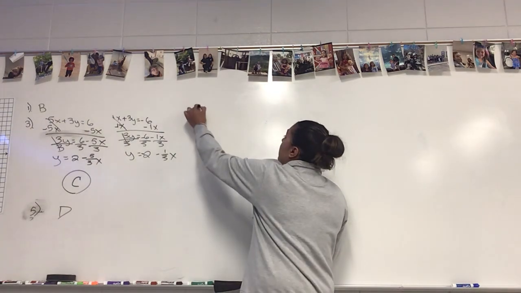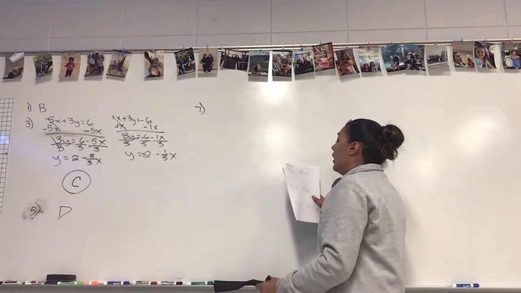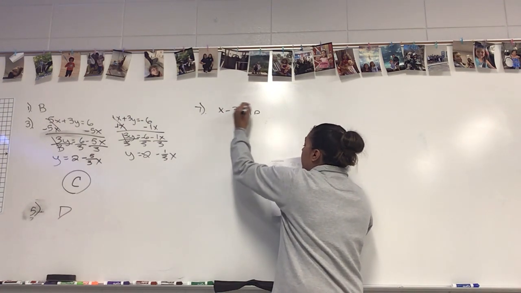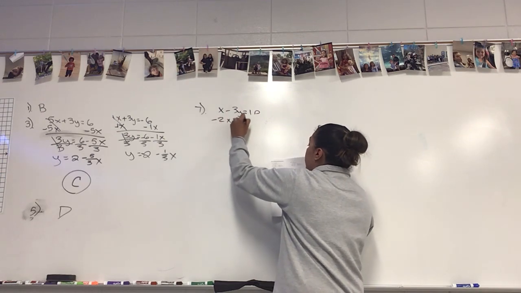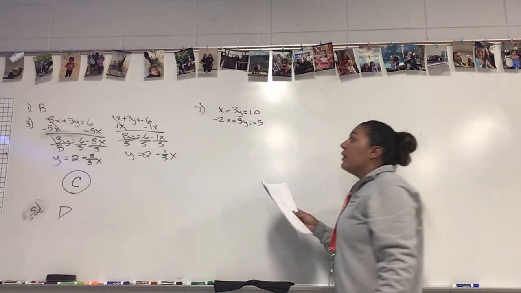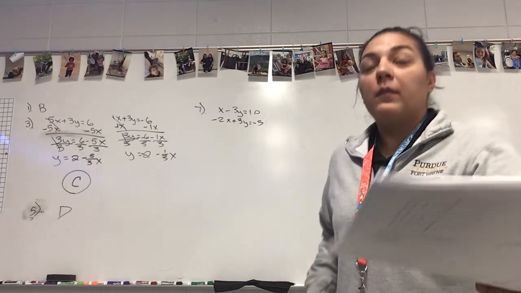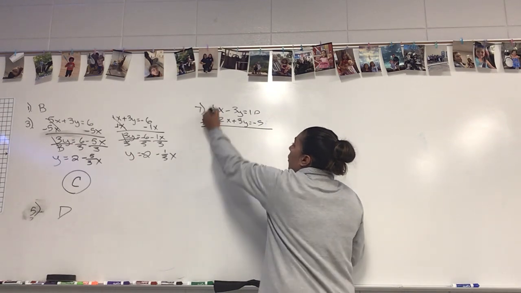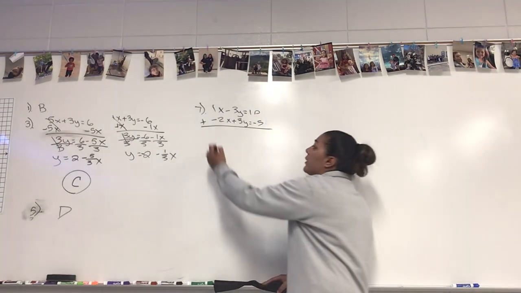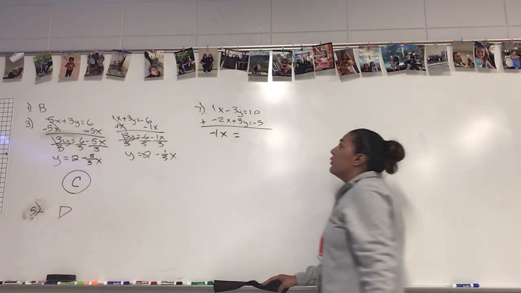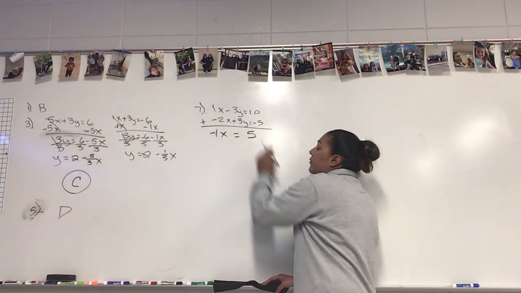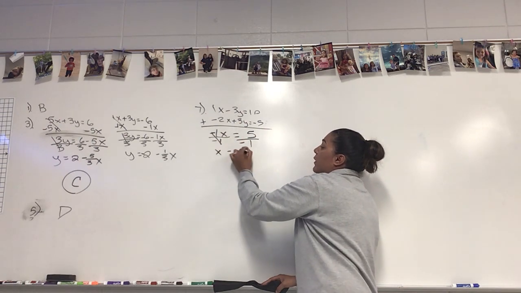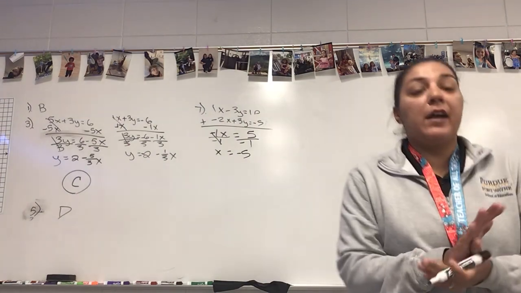Okay, elimination works the same way. You can use the coordinates to help you out. So in this case, I got x minus 3y equals 10, and I got negative 2x plus 3y equals negative 5. Do we have two with the same number? Yes, and they're different signs, so we can add them together. So 1 plus negative 2 is going to be negative 1x equals 5. And then we divide by negative 1. So for the x, you should get negative 5.